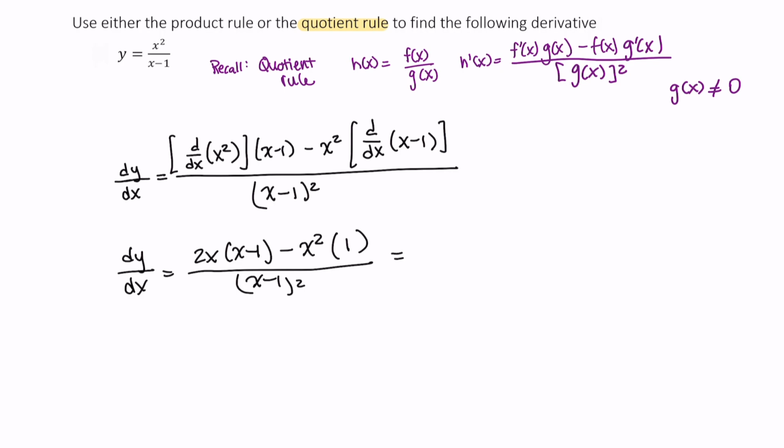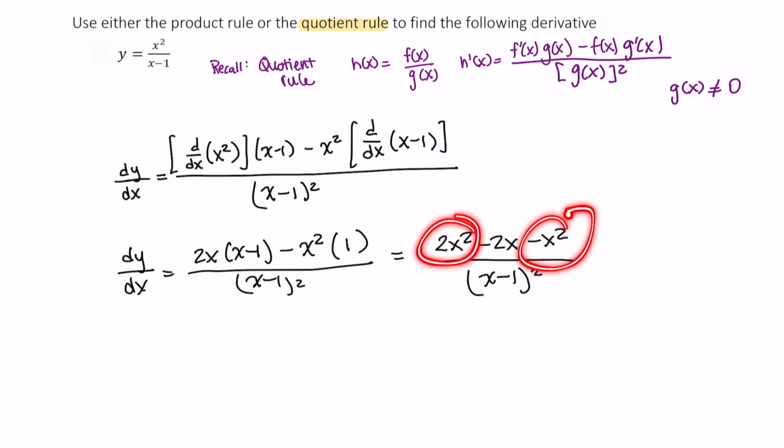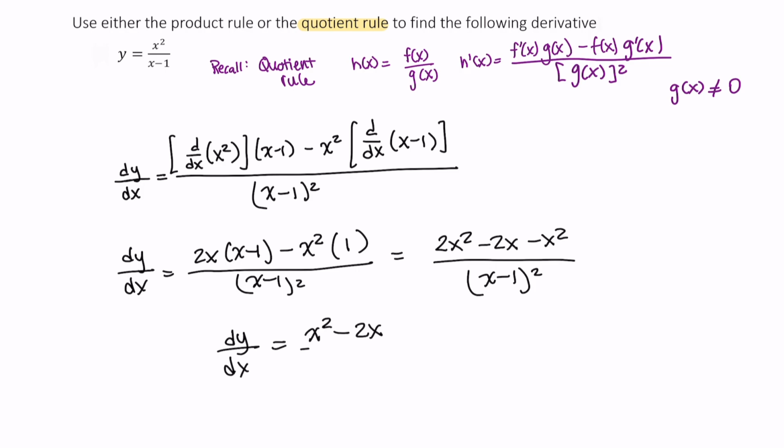Let's simplify this a bit further. This becomes 2x squared minus 2x minus x squared over x minus 1 quantity squared. And we have one last thing we can do here. We can combine these like terms. So dy over dx is equal to x squared minus 2x divided by x minus 1 quantity squared.